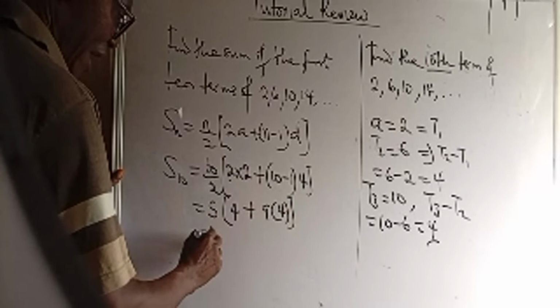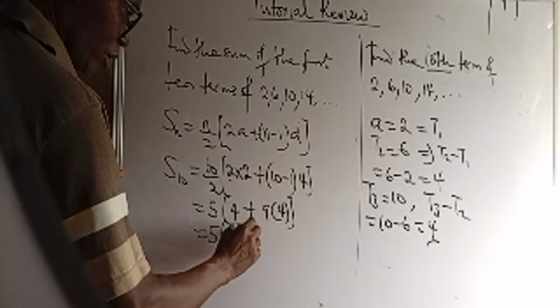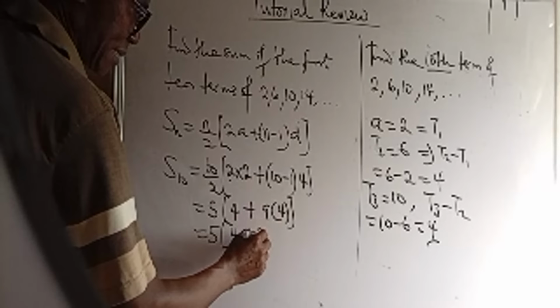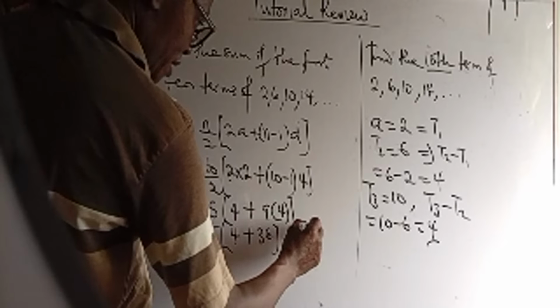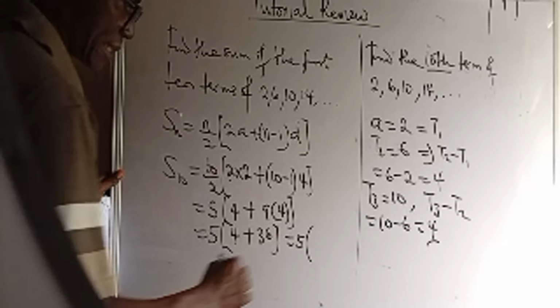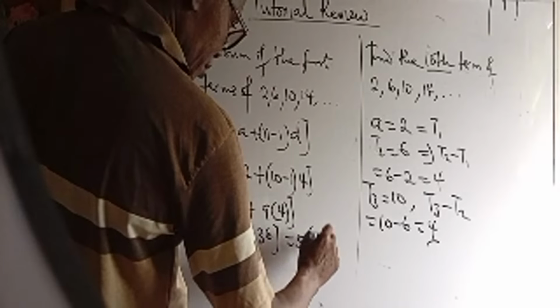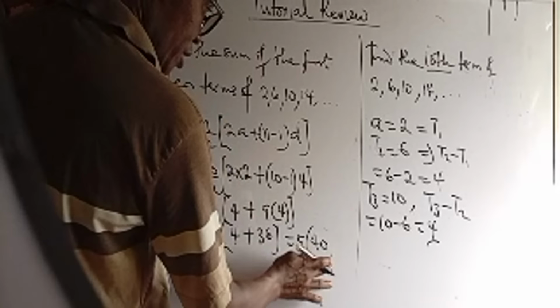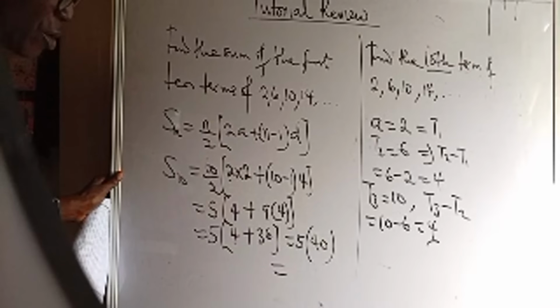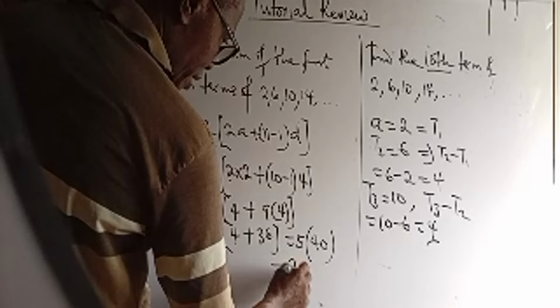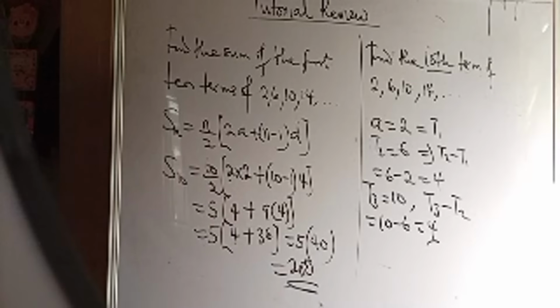So this is 5 into bracket 4 plus 9 times 4, which is 36. So that gives us 5 into bracket 4 plus 36. That is 40. So 5 times 40 is equal to 200. So the sum of the first 10 terms of that AP is 200. So we move.